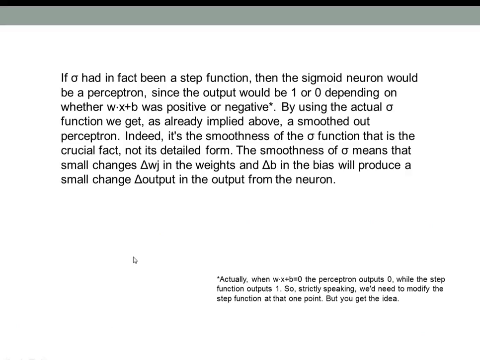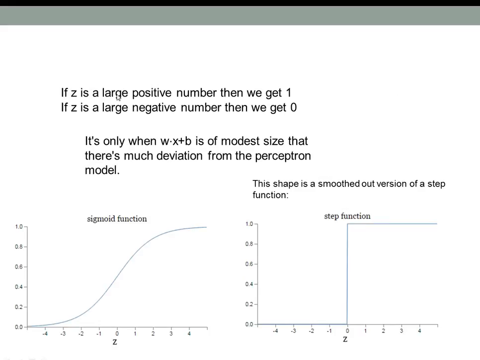So if sigma had in fact been a step function, then the sigmoid neuron would just be a perceptron. The only difference between the sigmoid neuron and the perceptron is that the perceptron uses this, and the sigmoid neuron uses this. We didn't say it explicitly, but we could represent what was going on in the perceptron as this function. But in the sigmoid neuron, it's this function.